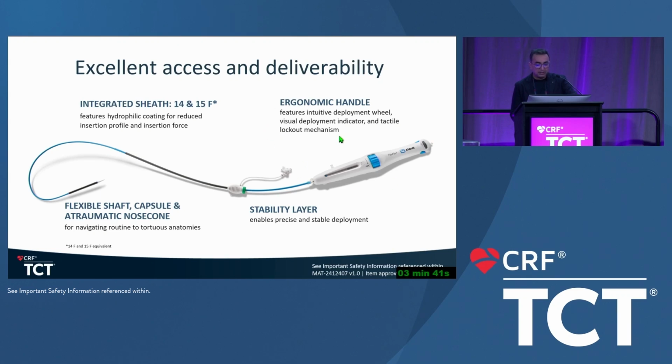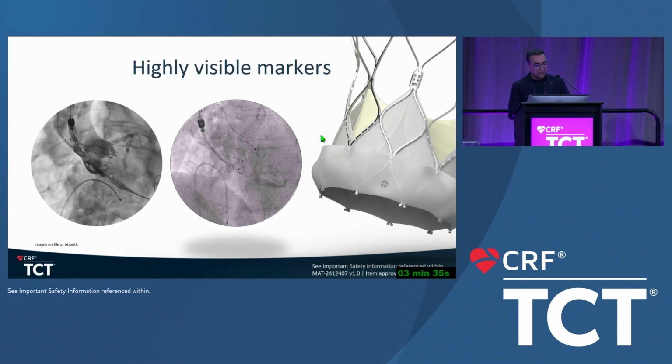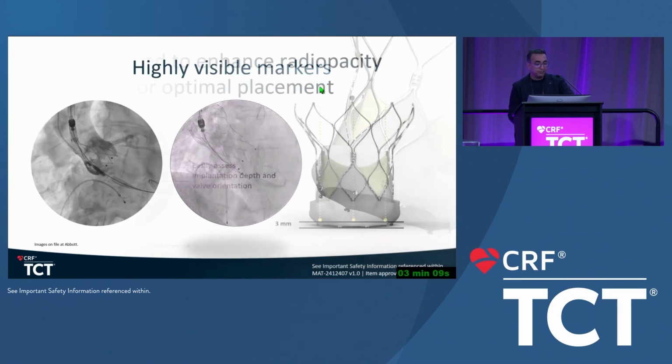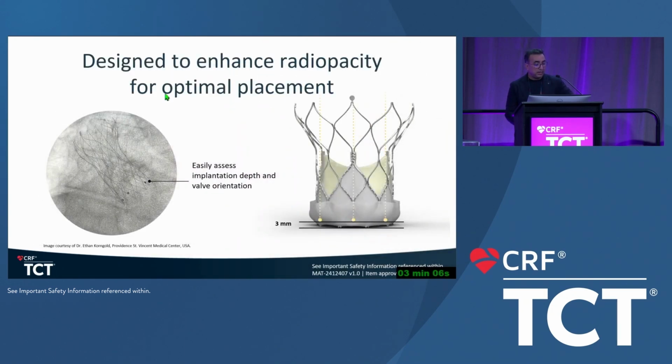I think also the stability layer of the FlexNav system really helps. The handle's very ergonomic. I think the biggest change for us has been these markers, because they are bigger than markers on other valve designs, and that really does help you when you go into cusp overlap, understanding the position of your valve in relation to the native anatomy. For us and our practice, this has made a real impact in implanting the valve where we want to and getting lower pacemaker rates. And here again, you see the markers. They do tell you where the commissures are as well.